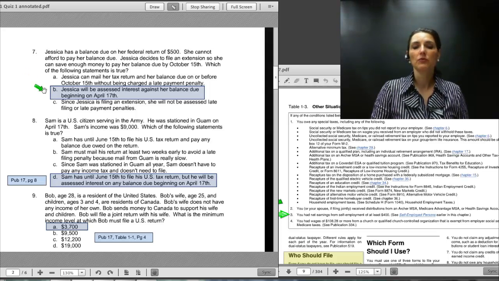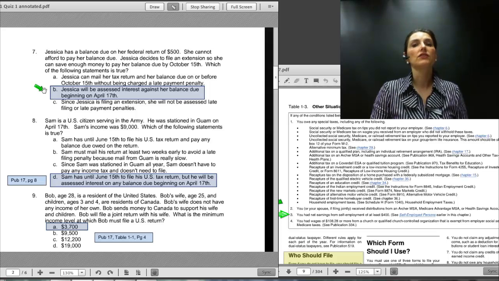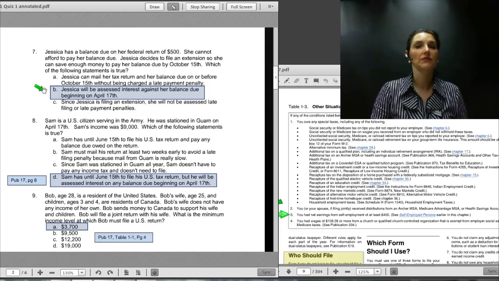Number B, Jessica will be assessed interest against her balance due beginning on April 17th. Well, we're studying 2011 tax law, and if you've paid attention, the filing deadline for 2011 returns was April 17th, 2012. And if you have not paid your balance due by April 17, interest does begin to accrue on that date. So B is a correct answer. And C, since Jessica is filing an extension, she will not be assessed late filing or payment penalties. That's simply not correct information. Both the C and A are false statements.